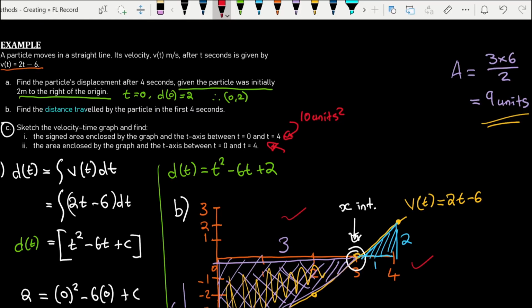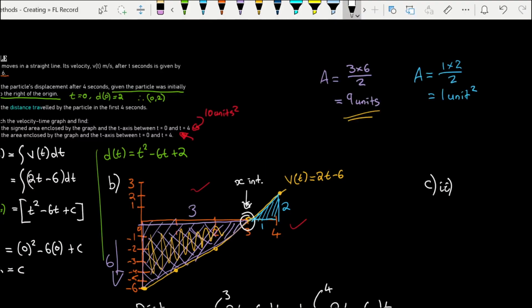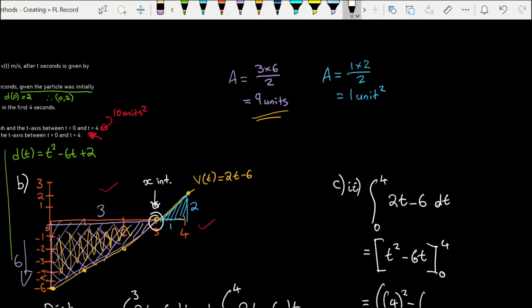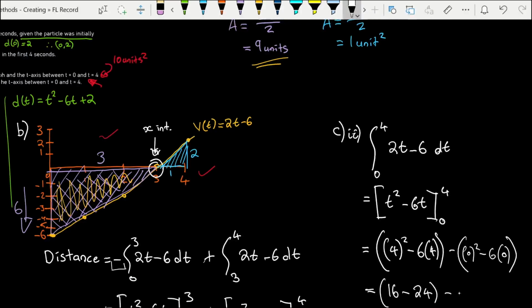And then the area under the curve, we might actually just finish this one off here. The area enclosed by the graph and the t-axis would just be going from 0 to 4 of our velocity function, where we just want to consider the total displacement, whether it be positive or negative. Now, moving ahead, we know we've got negative 9 plus 1, so we're going to expect that answer to be negative 8, but let's just zoom through and verify that our integration works. Okay, and as expected, we got our negative 8 units squared.